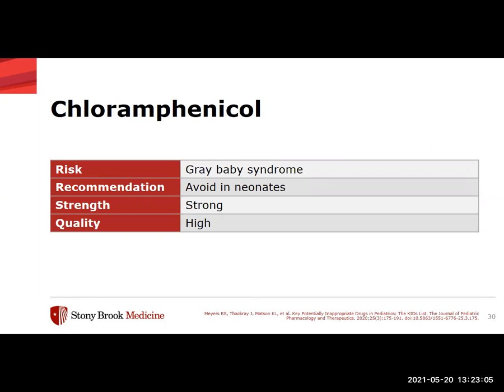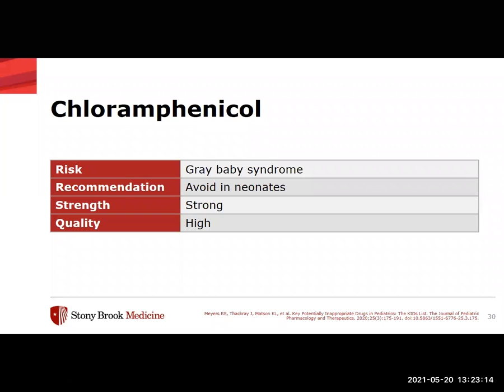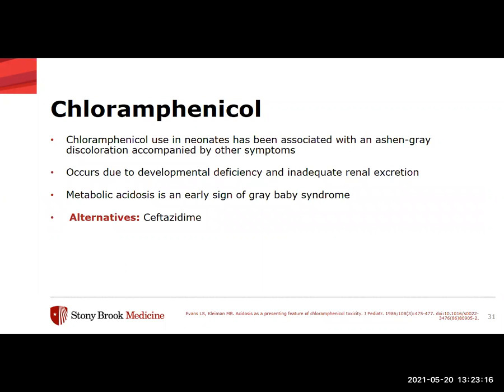Our second antimicrobial agent, chloramphenicol, is recommended to be avoided in the neonatal population unless serum concentration monitoring is used due to the risk of gray baby syndrome. When used in the neonatal population, chloramphenicol causes abdominal distension, hypotension, hypothermia, and an ashen gray discoloration, which is cumulatively referred to as gray baby syndrome.